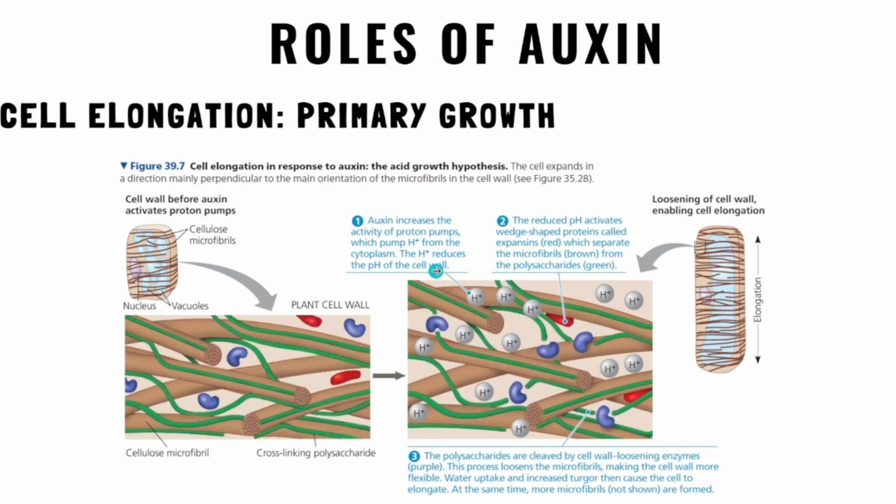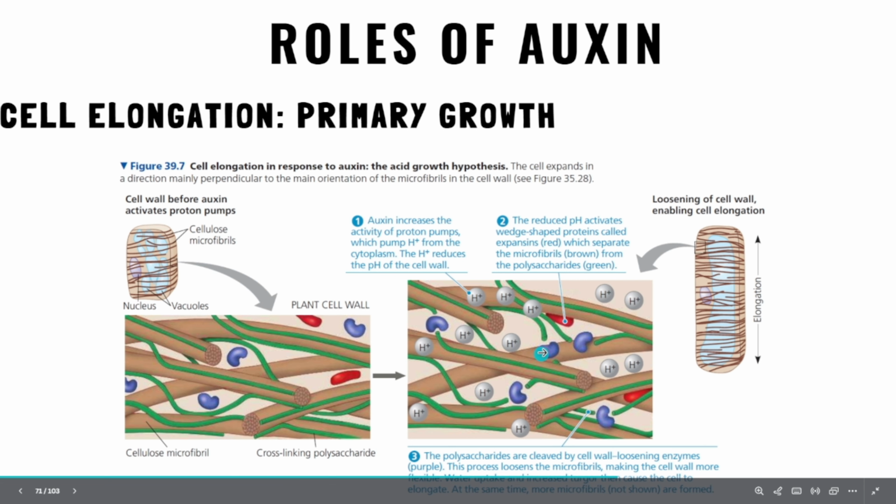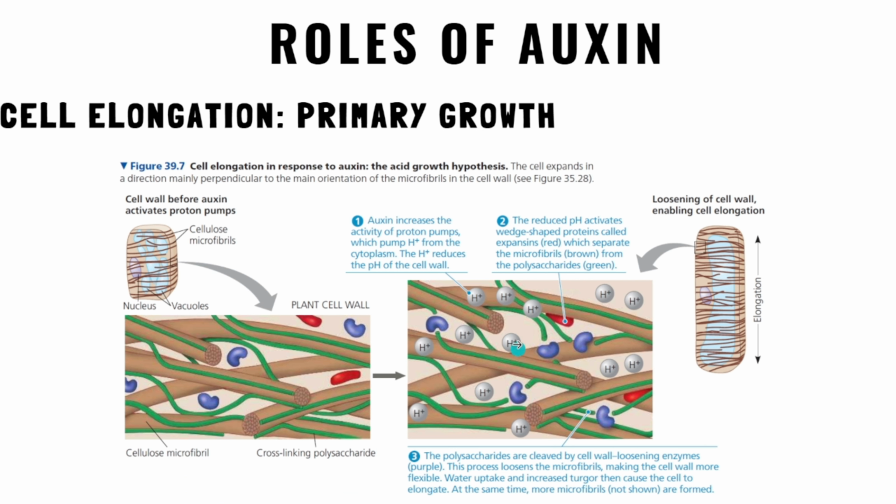Firstly, auxin will bind to the receptor of the plasma membrane, according to the acid growth hypothesis. This one, the acid growth hypothesis. Auxin first binds to the cell membrane of the plant, and then auxin will increase the proton pump activity, meaning that it will increase the hydrogen ions in the cell wall. So when the hydrogen ion is accumulated, of course you will reduce the pH of the cell wall, making it more acidic.